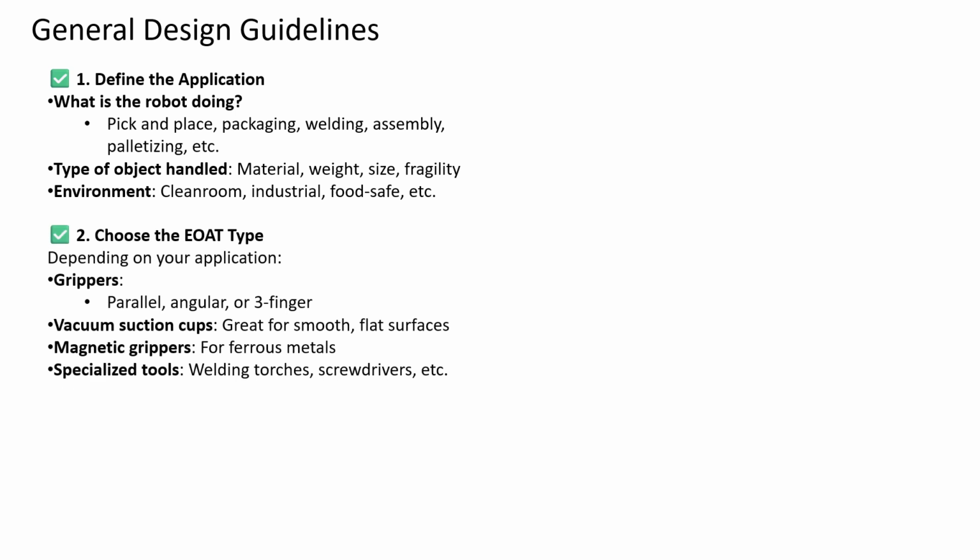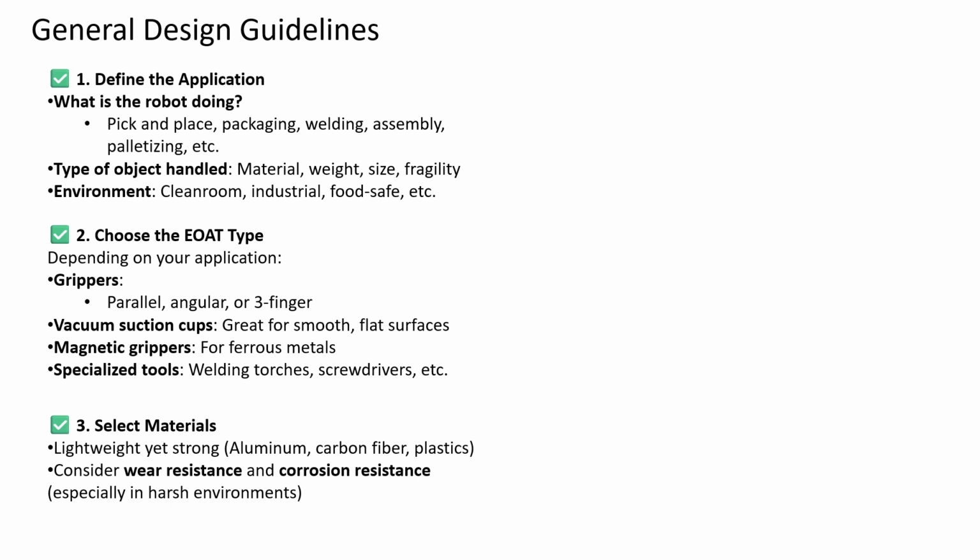Then the second step is choose the EOAT type. So whatever types we just learned, those can be grippers. In grippers we have different types, parallel, angular. Then we have suction cups, vacuum suction cups. Then we have magnetic grippers or specialized tools. So depending on the application and whatever factors we just discussed, we need to choose the proper end of arm tooling.